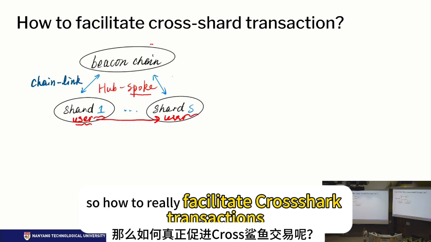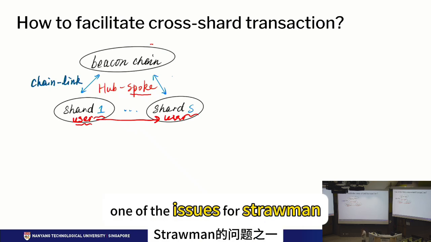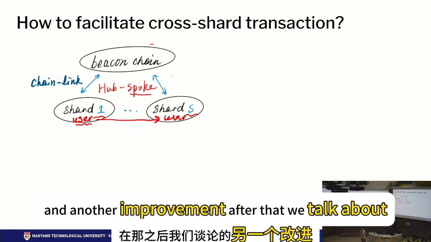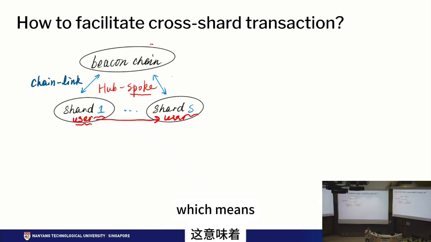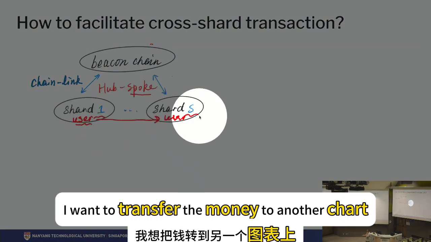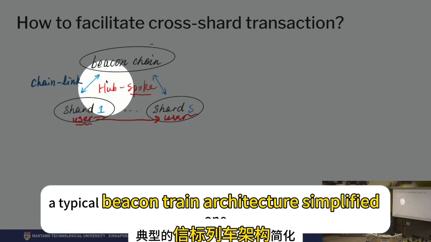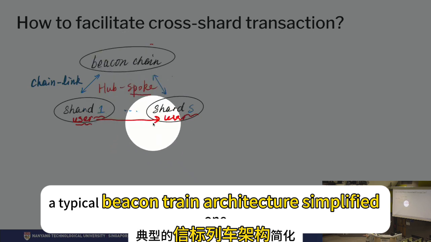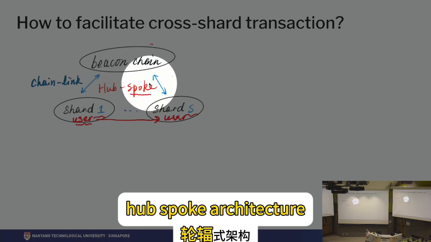Yeah, so how to really facilitate cross-shard transactions, as I mentioned. One of the issues for the strawman, and another improvement after that, is that we still cannot do cross-shard, which means as a user in this shard, I want to transfer money to another user in another shard. This is a typical beacon chain architecture, a simplified one. We call it a hub-spoke architecture.